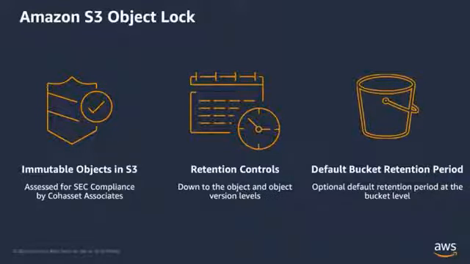So here's some things to know about that. You can only enable Object Lock on new buckets. If you want to turn on Object Lock on an existing bucket, please contact AWS support. When you create a bucket with Object Lock enabled, Amazon S3 automatically enables versioning for that bucket, and you cannot disable Object Lock or suspend versioning for that bucket.